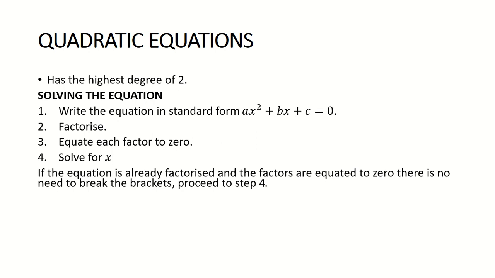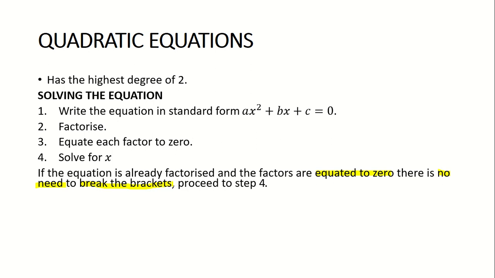I need you guys to highlight this. There is no need to break the brackets if the factors are equated to 0. I repeat, there is no need to break the brackets if the factors are equated to 0. However, if the factors are equated to another constant, you need to break the brackets. Remember, this criteria only applies if the two factors are equated to 0. If they are not equated to 0, you break the brackets. You don't proceed to step 4 if they are not equated to 0.